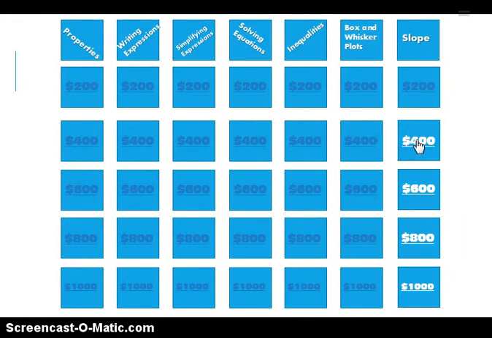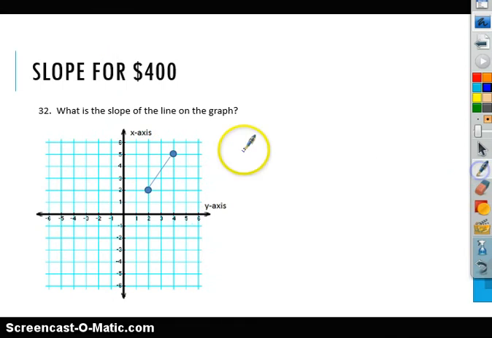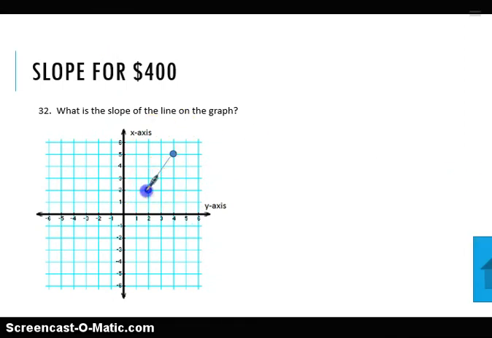Slope for 400. What is the slope of the line on this graph? Well, start on the left and count your rise. 1, count when you move. 1, 2, 3. So that was an increase of 3. 1, 2 is my run, rise over run, 3 over 2.